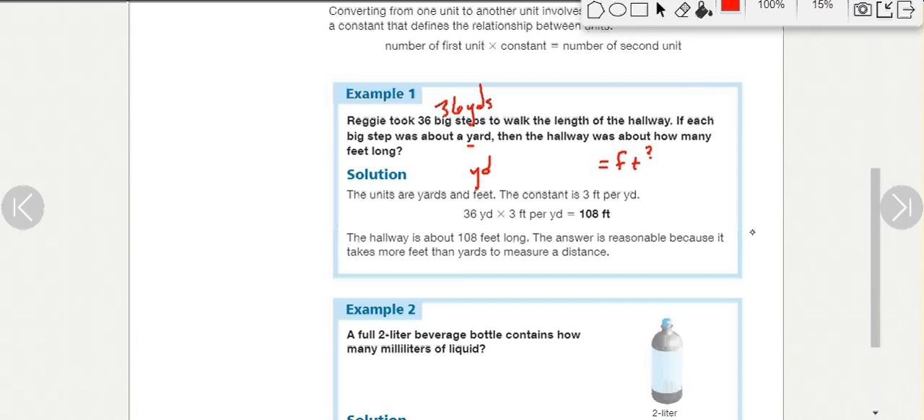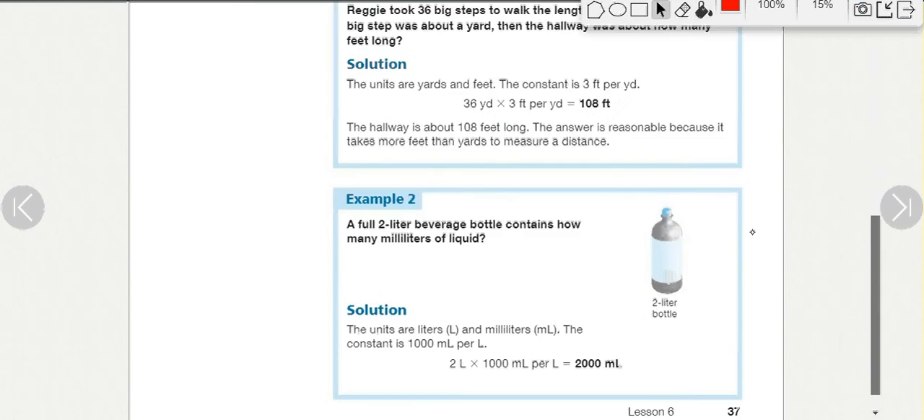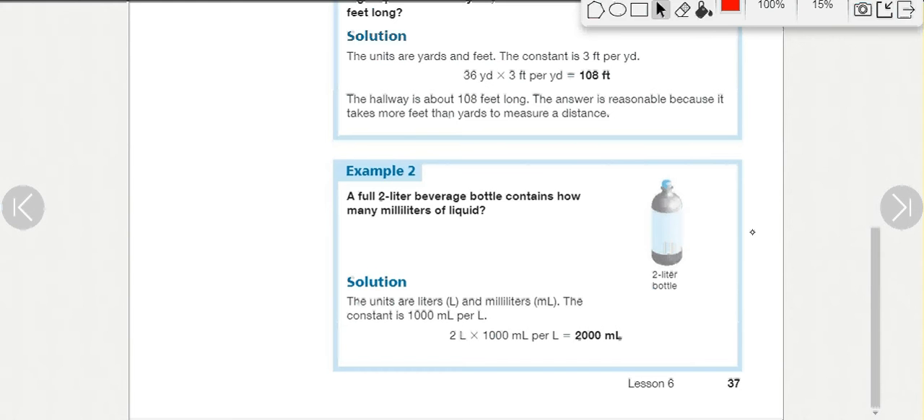So we're going down, which means we're going to multiply yards by the constant. What's the relationship of yards to feet? There are 3 feet in a yard. And he took 36 big steps, or 36 yards. So 36 times 3 is how many feet? They do the math for us. Answer is reasonable. It takes a lot more feet than yards when you measure. If I ask how many feet are in a yard, I will say 3. 3 feet to every 1 yard. You'll get smaller numbers when counting by yards.